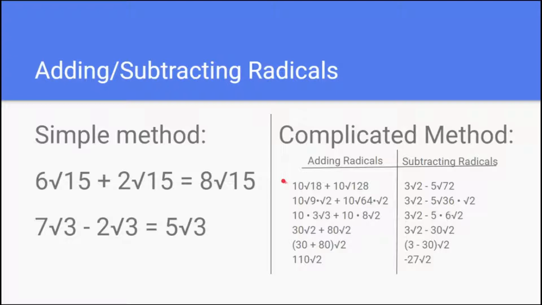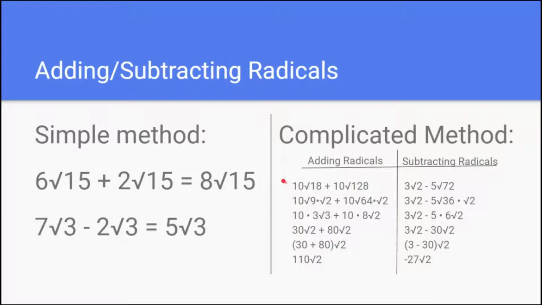Same thing for subtraction. If the radical is the same, then you just subtract the coefficients. So 7 radical 3 minus 2 radical 3. You just subtract the coefficients. So 7 minus 2 is 5. You get 5 radical 3.